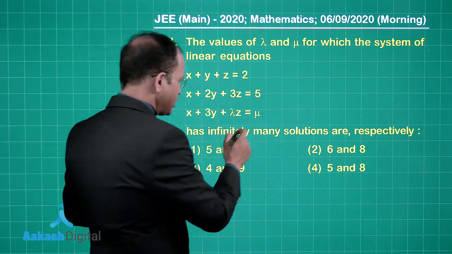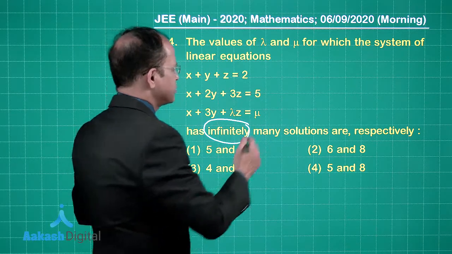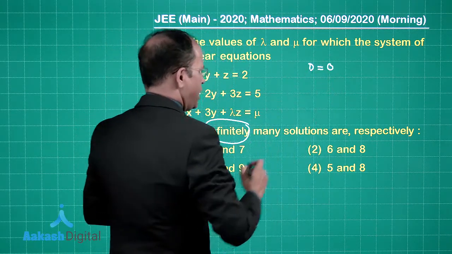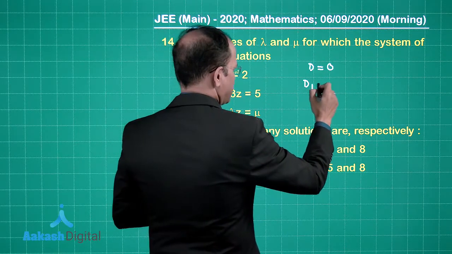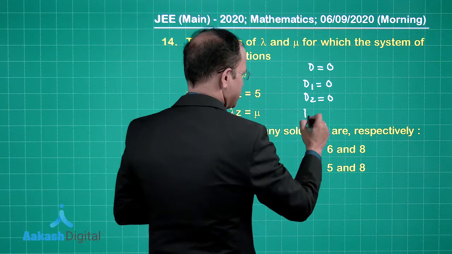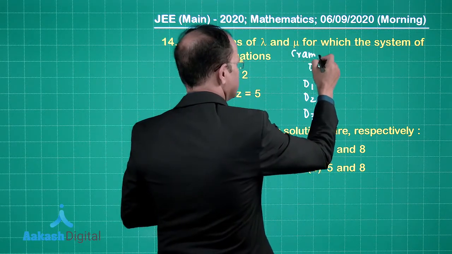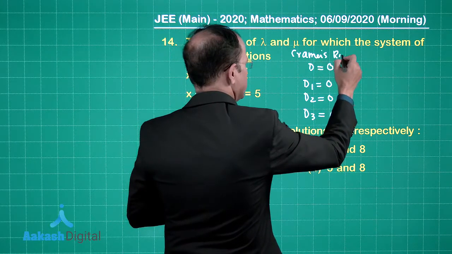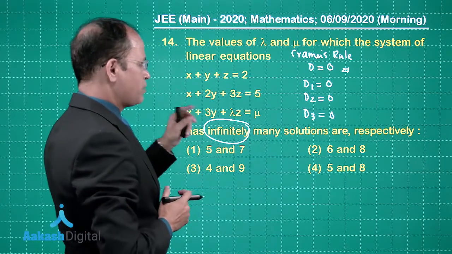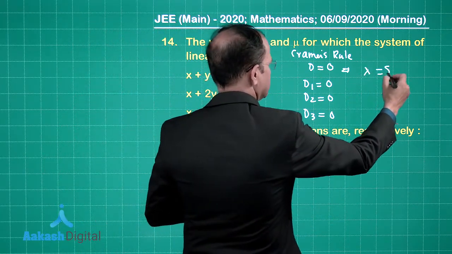Now infinitely many solutions, this is the target point we have. That means D will always be equal to 0, and D1, we are talking about Cramer's rule, D2 is also going to be 0 and D3 is also going to be 0. We use Cramer's rule here, right? So once we apply D is equal to 0, lambda will be equal to how much? We are coming out to be 5 here, right?